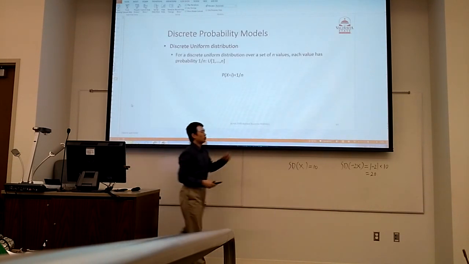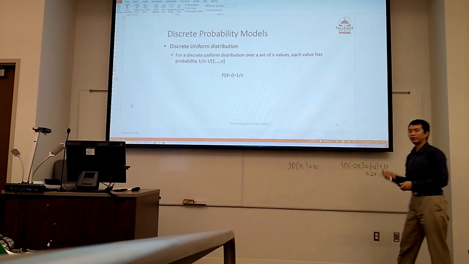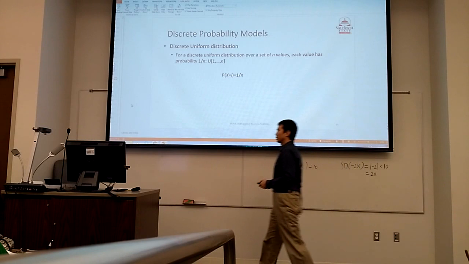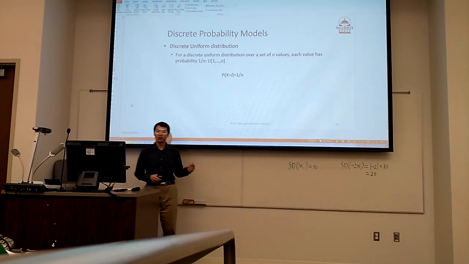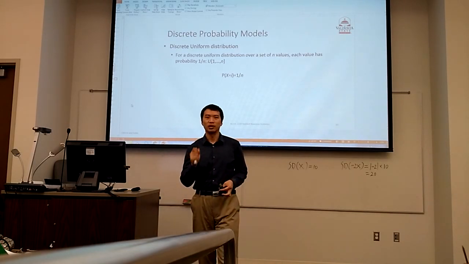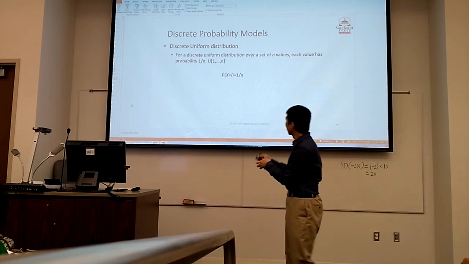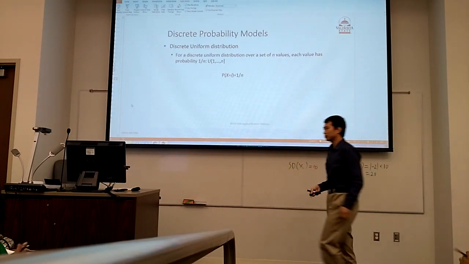Then we discussed some distribution models. The first one is the discrete uniform distribution. That's the first model we discussed. So for the discrete uniform distribution model, every single value is equally likely. And that's the probability.